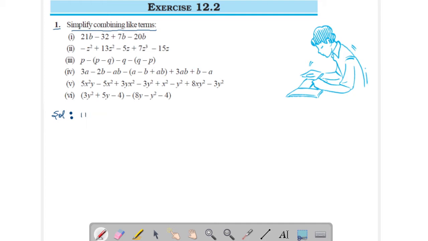First part, it is 21b minus 32 plus 7b minus 20b. Here collect the like terms, that is 21b plus 7b minus 20b minus 32.